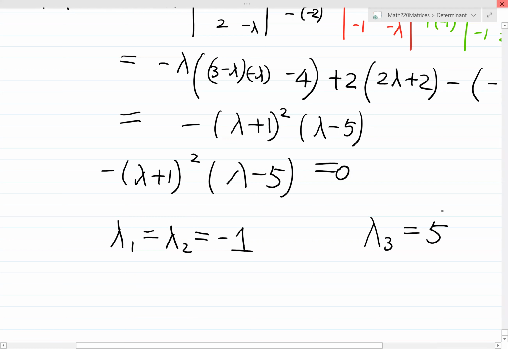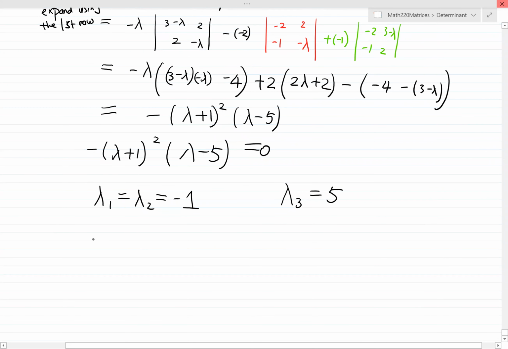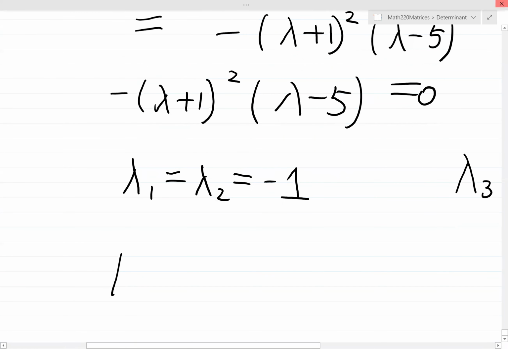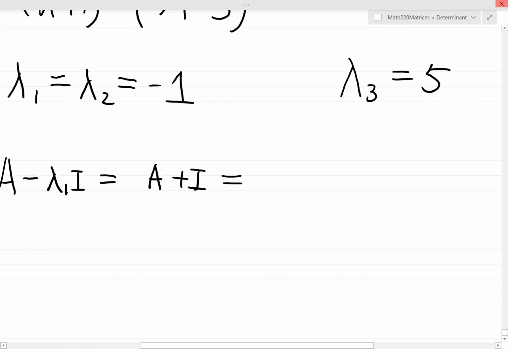Okay, how do we find eigenvector? We use the matrix A minus lambda I. We already know eigenvalue. Now how do we find eigenvector? Remember, an eigenvector is a vector in the null space of A minus lambda I. So for lambda 1, lambda 2 being negative 1, it's A plus I. We want to find the null space of this matrix A plus I.